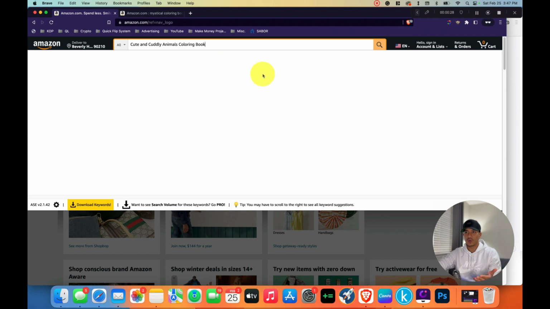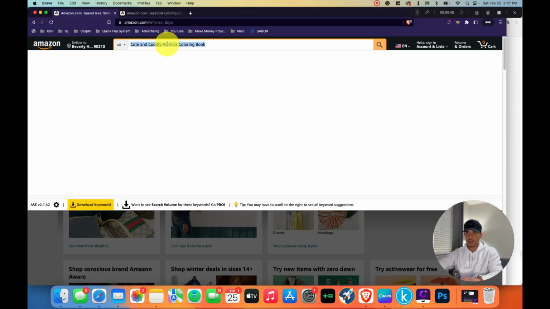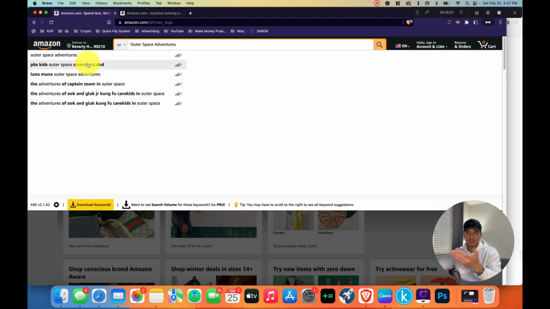So I would just move on, right? We don't have a lot of time when we do keyword research, so it's really important to sift and sort through all of the keywords that we have so we can find something that's profitable. So the next one would be outer space adventures. I would just do the same thing, copy and paste, and nothing comes up. I'll take away coloring book. There's outer space adventures right here, but I don't think that includes coloring books. I think that's more of like toys and gadgets and items for outer space adventures. So that's not really what we're looking for.